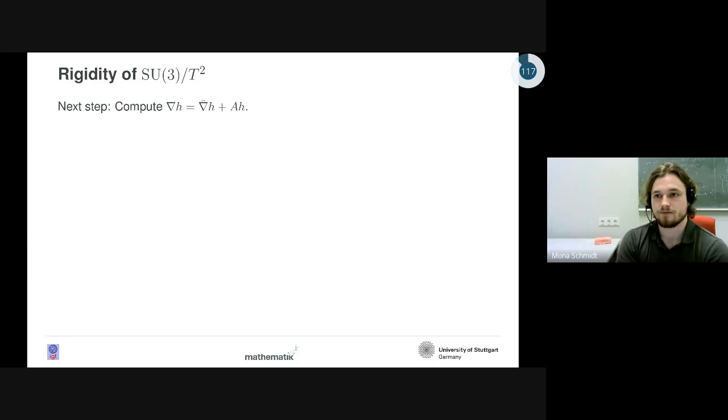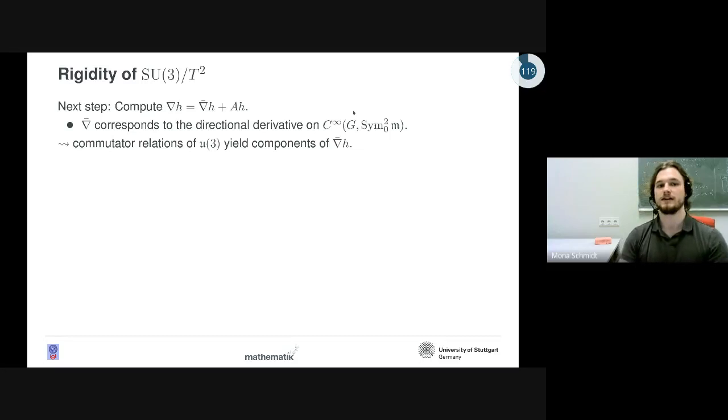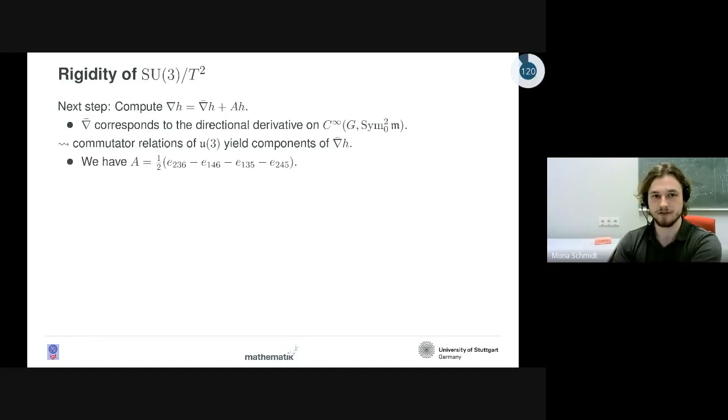Okay, now we have described these IEDs, and then we want to compute its derivatives. So recall that the Levi-Civita connection is equal to the Ambrose-Singer connection plus some difference term. And because the Ambrose-Singer connection is well adapted to the homogeneous structure, it just corresponds to the directional derivative on the space of functions. So we can just use the commutator relations of SU3 to get at the components of nabla bar H. Also, we can write down this A here as a 3 tensor explicitly.